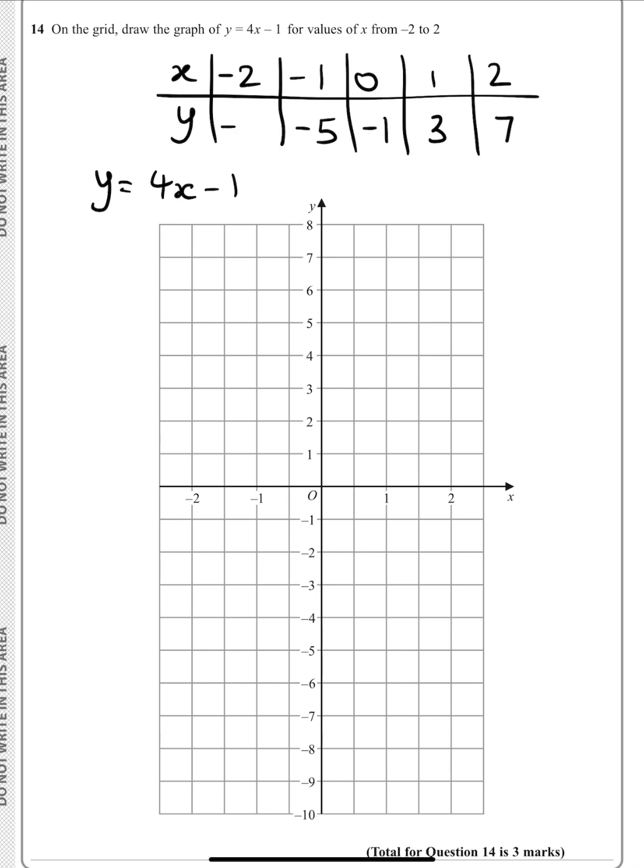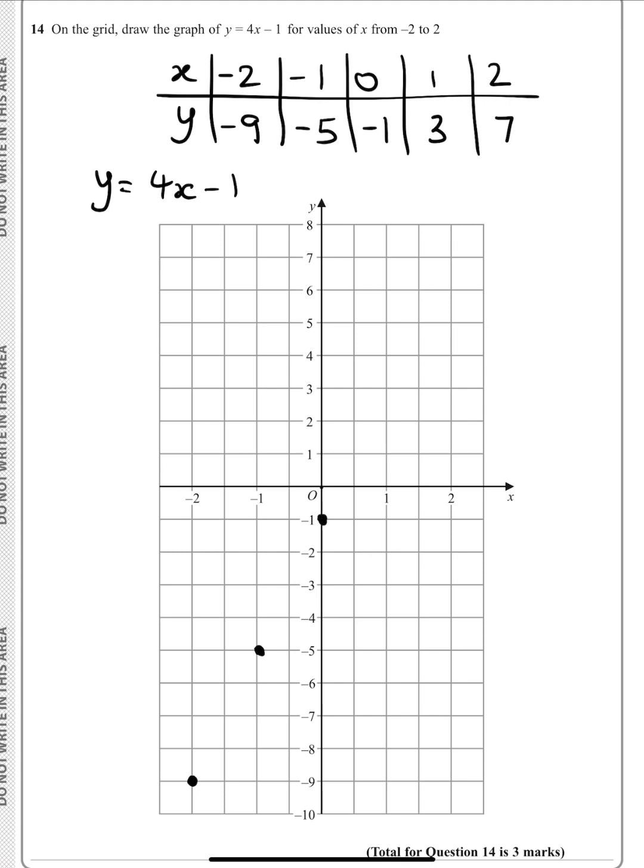-8 take away 1 is -9. So now I have some coordinates that I'm going to plot on this graph. -2, -9. So starting in the middle at 0, I go across to -2 to the left, and then go down to -9, which is right here.